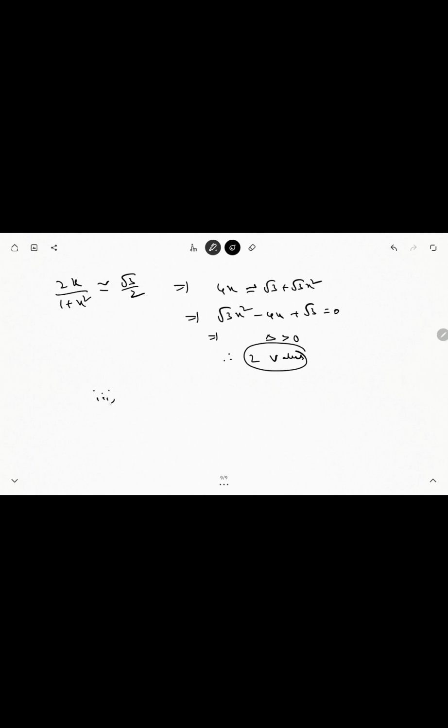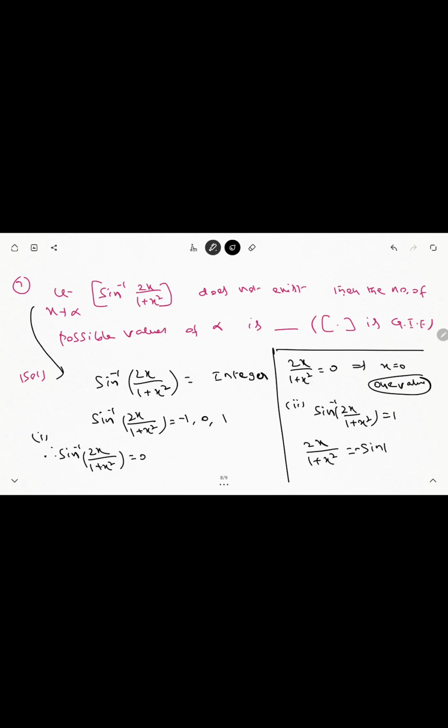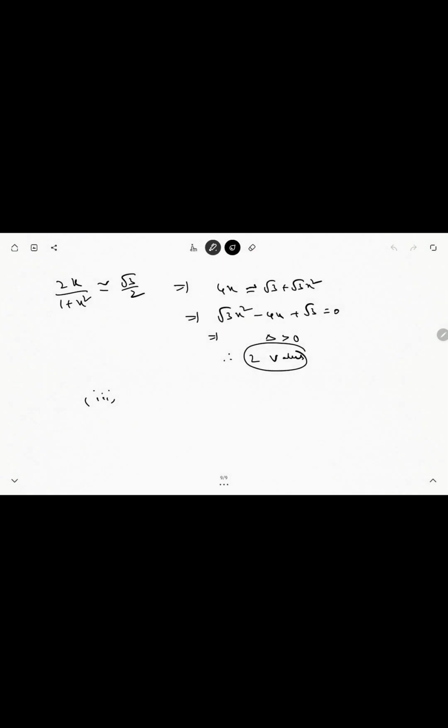Similarly, the third case also we are getting the same, because you should take here minus sign 1. Understood? So sin inverse of 2x by 1 plus x square is equal to minus 1. Do the same as above. We are getting two more values. Totally 5. Total number of values equal to 5. Clear? Values of alpha.